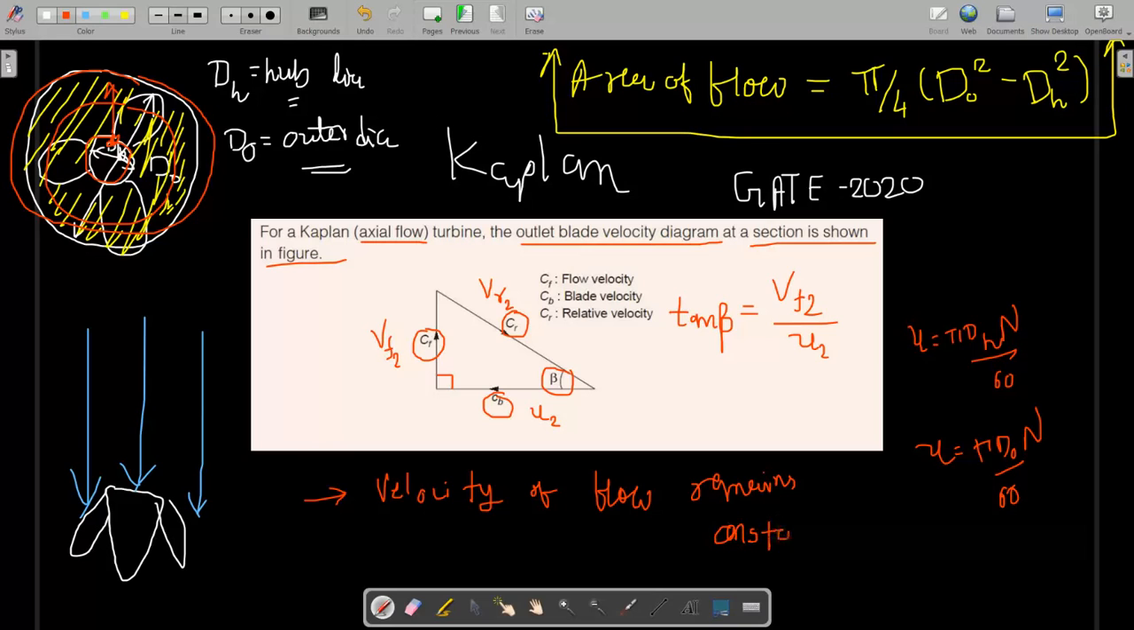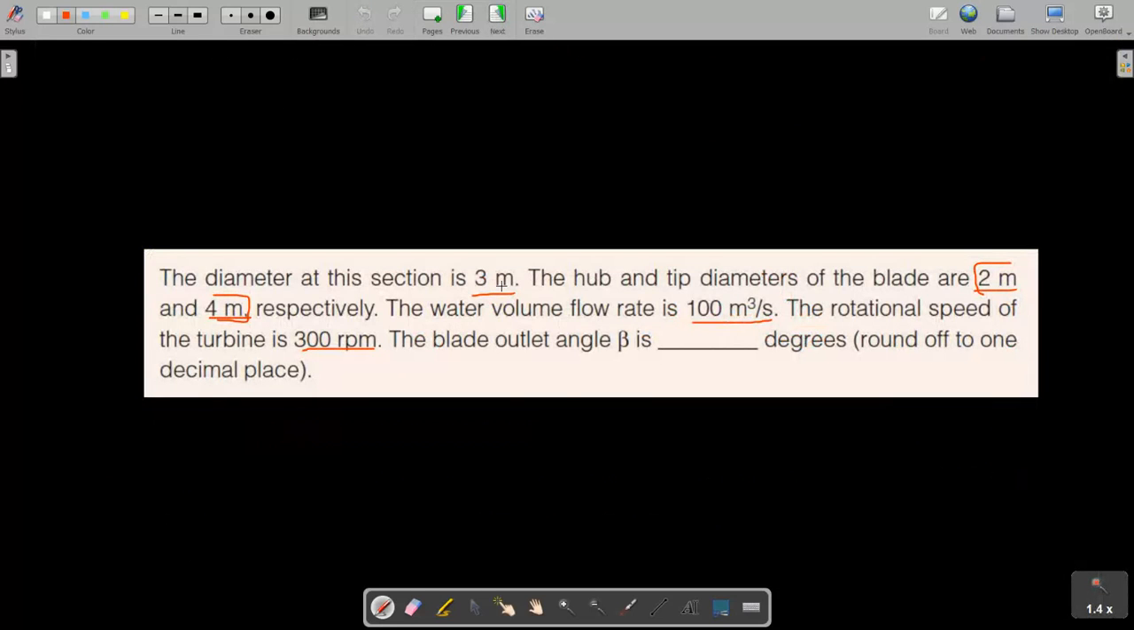Velocity of flow will remain constant. So whatever point it may be passing through, hub or tip or any other point, the velocity of flow will remain the same, and the relative velocity will also change. But here we are only concerned with this outlet blade angle, so no need to worry about this. Okay, so how to find it?